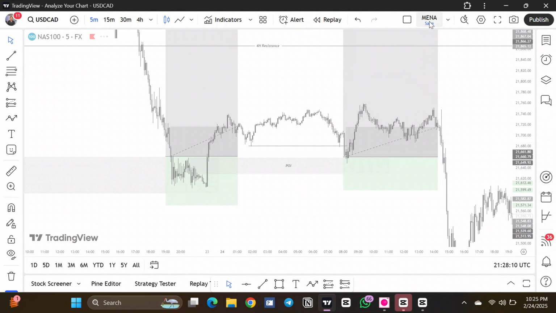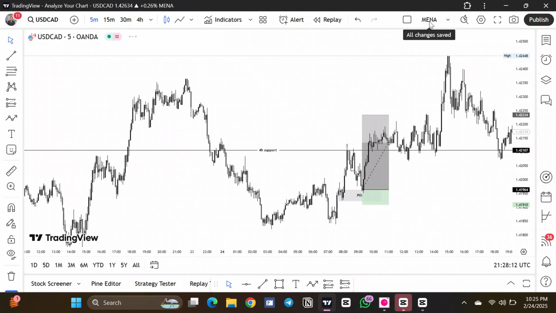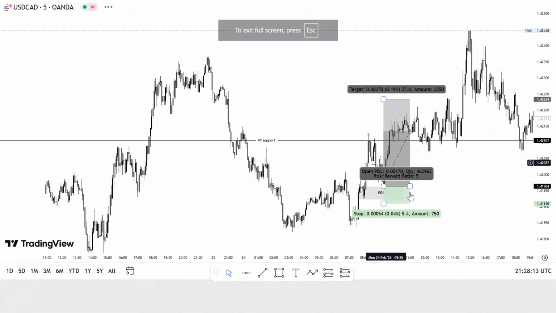Okay, now you get to understand it. The more you practice this thing, the more you understand it.